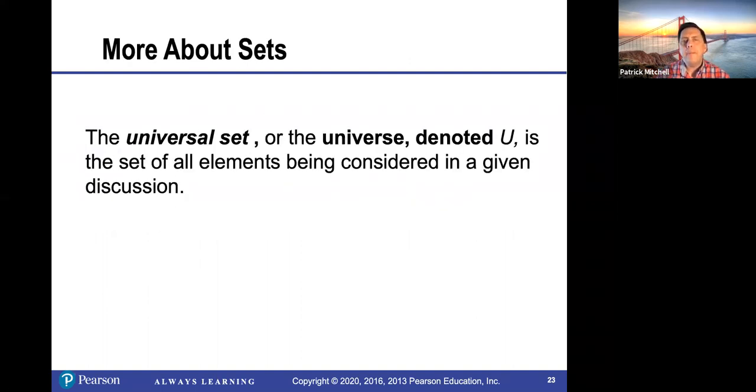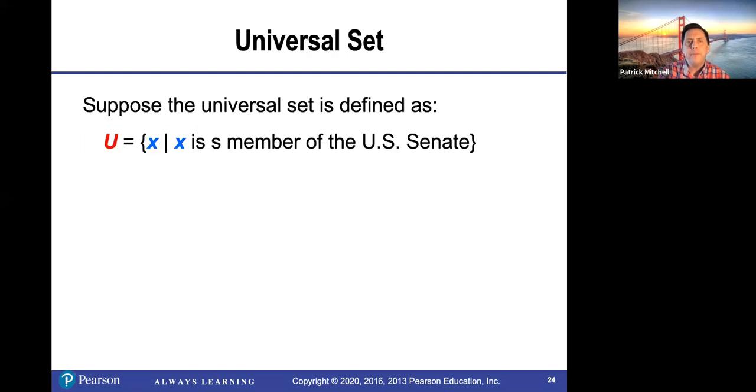All right, the universal set, or universe, denoted U, is the set of all elements being considered in a given discussion. So normally that would have to be specified at the beginning of the discussion. In a math class, a discussion is often a small batch of problems. Suppose the universal set is defined as the set of all x such that x is a member, that's a little typo, of the US Senate.